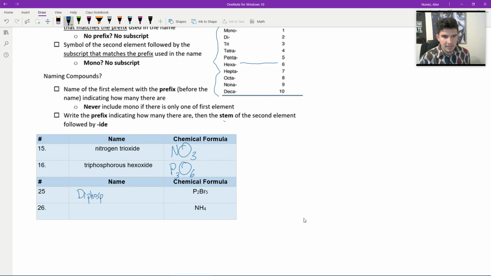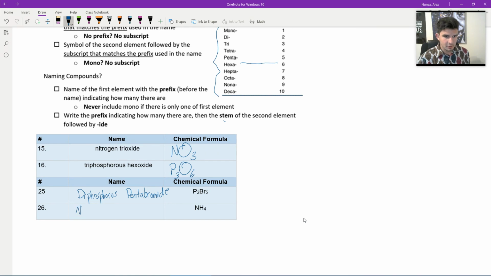The first name always is just as it's written in the periodic table. The second name gets the prefix and then ends in IDE. So 5 is penta, so this would be pentabromide. Just like before, the only way to get good at naming these is to practice them and check them with your teacher. So I encourage you to do that.